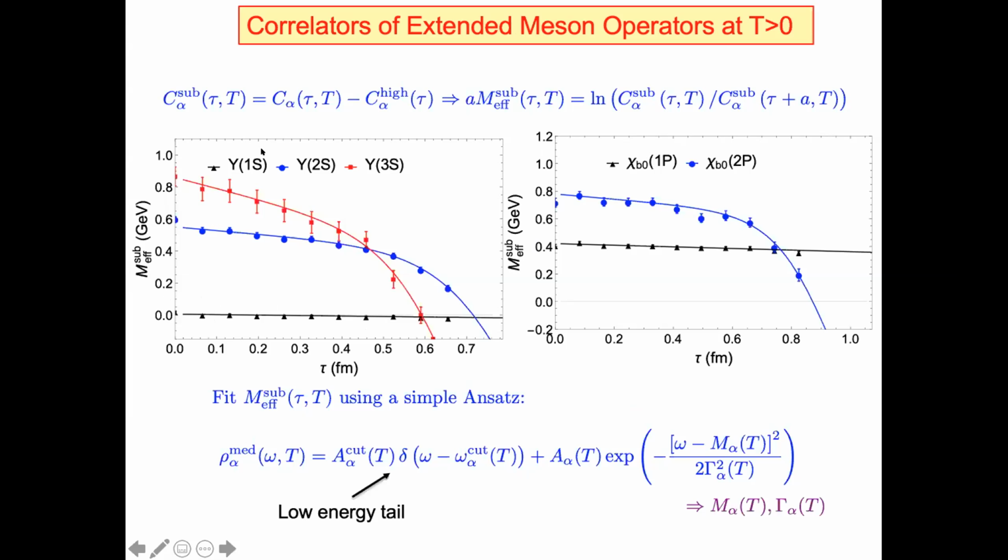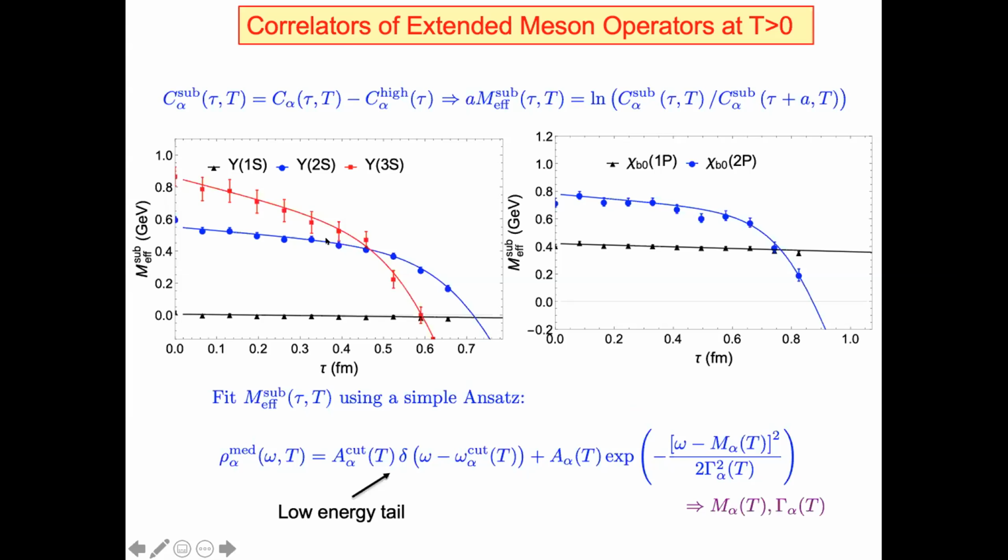But clearly for higher excited states, they don't reach a plateau. They show first a linear decrease and then a much steeper decrease at very large time. And the same is for P waves. Now this decrease one could understand with the effect of thermal widths.